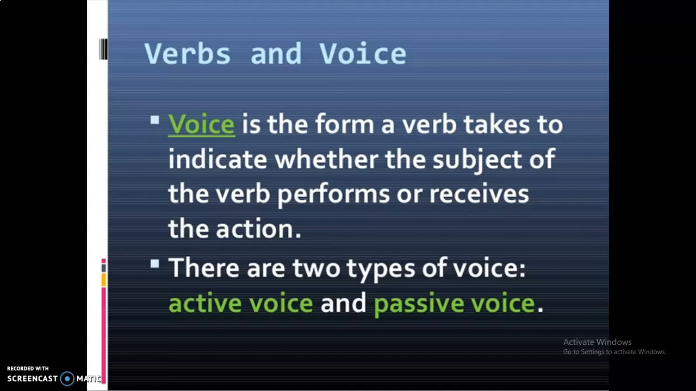Okay. So how to perform the sentences? We read one sentence. There is one action that happens, and we understand the performer also. In some sentences we imagine the performer and then receive the action. And there are two types of voice: active voice and passive voice.